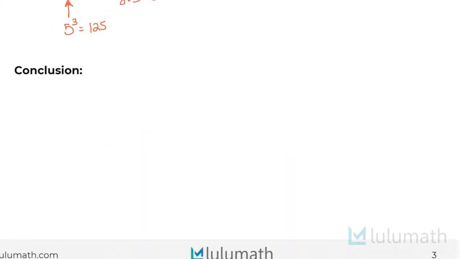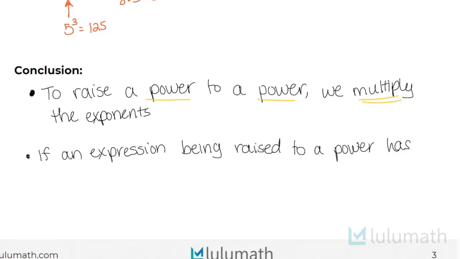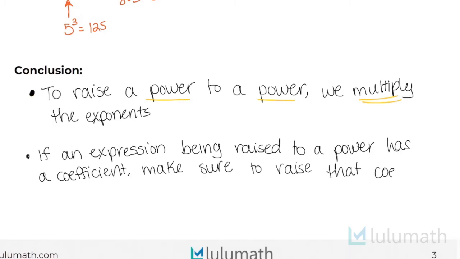So in conclusion, to raise a power to a power, we have to multiply the exponents. Also, if an expression being raised to a power has a coefficient, make sure to raise that coefficient to the power as well. But there is no specific exponent rule for that. It is just basic evaluation of numbers.